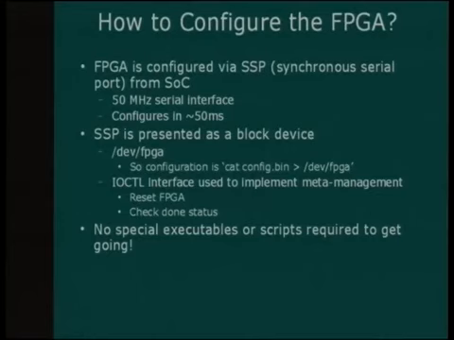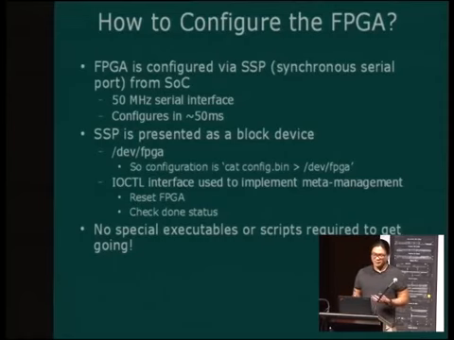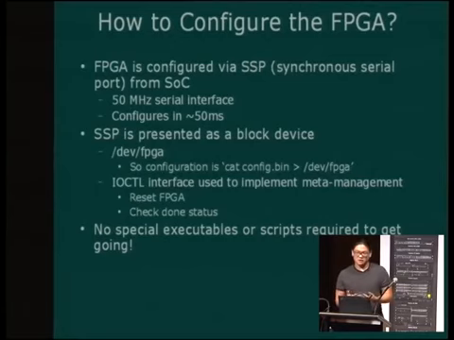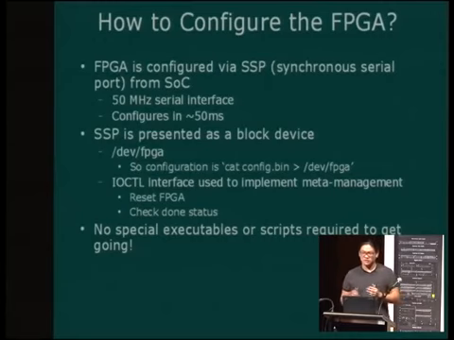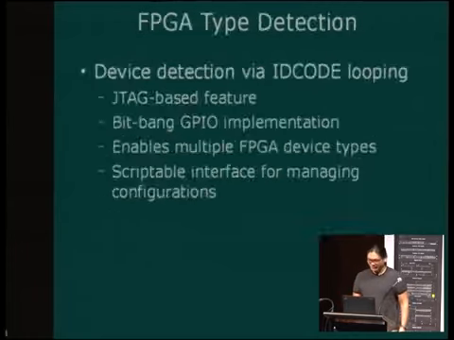Another question people often ask is when you put an FPGA in a system, how do you configure it? You know, FPGAs are reconfigurable pieces of hardware. You have to bring them up. We used a synchronous serial port from the SoC, so we can configure it in 50 milliseconds. The FPGA itself is presented as a block device, so it just looks like dev FPGA. You just cat your configuration file to dev FPGA, and then you're done. That's the full extent of what you need to configure an FPGA. Use some IOCTLs to go ahead and reset the FPGA or check the done status. No special executors or scripts required to get going.